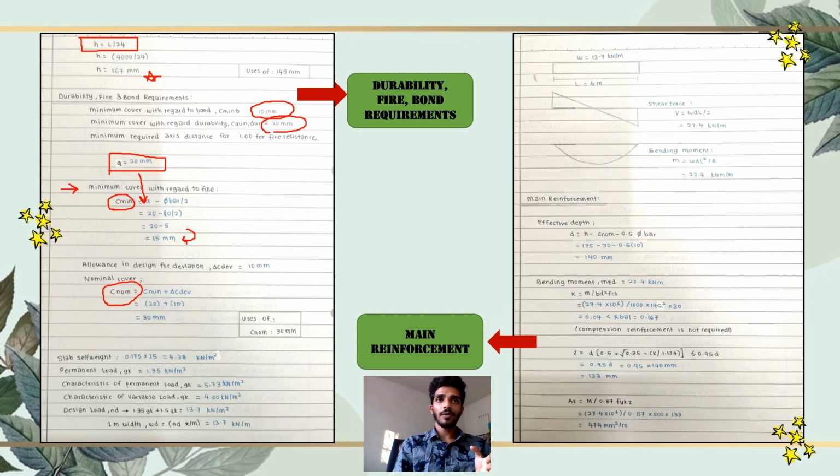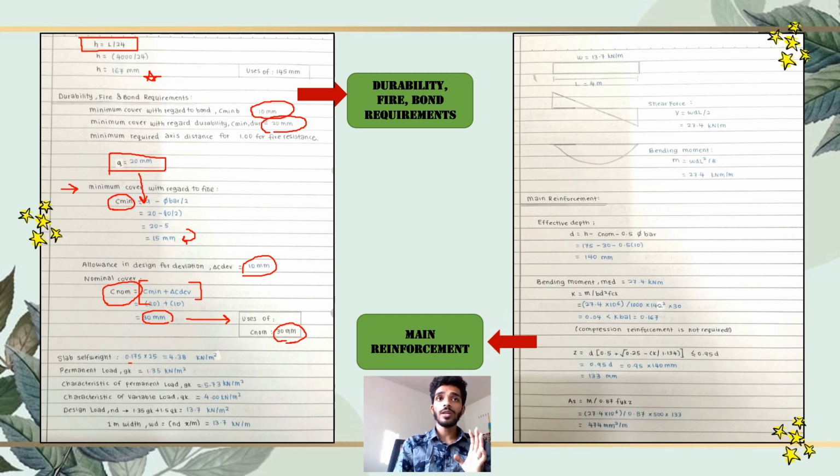This explains the allowance in design for deviation, which is Cdev, equal to 10 millimeters. This is what we can relate to Cnom. So the method to find Cnom is a specific formula: Cmin,b plus Cdev. So 20 plus 10, because we already found it previously, we get 30 millimeters. So we have to use Cnom as 30 millimeters. This is our final answer for Cnom: 30 millimeters. Now let's move on to the slab self weight. To determine the slab self weight, the 175 millimeters was given previously.